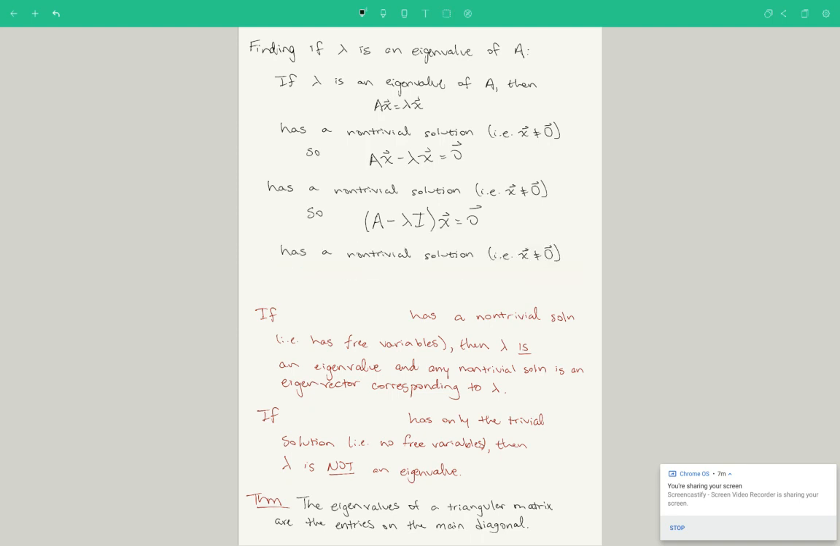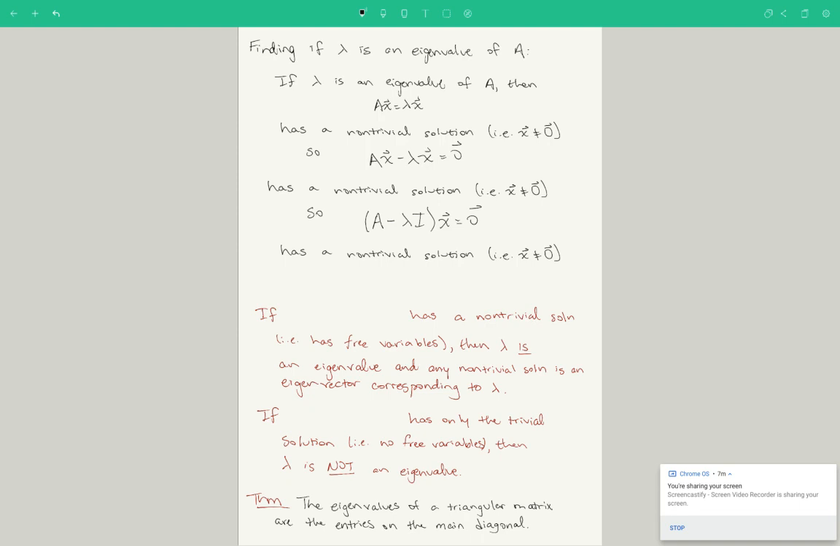Why does it end up looking like A minus lambda I? Well, we multiply lambda times I because lambda itself is a scalar, so we wouldn't be able to subtract that scalar from our matrix A. But if we multiply it by the appropriately sized identity matrix, then that would work. I should mention in all of this, A is a square matrix.